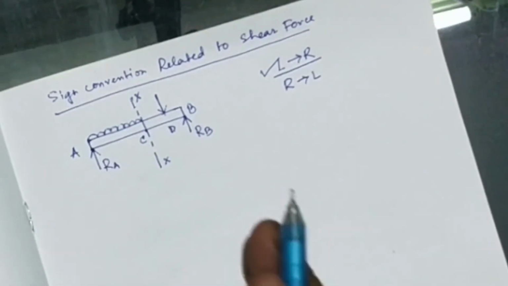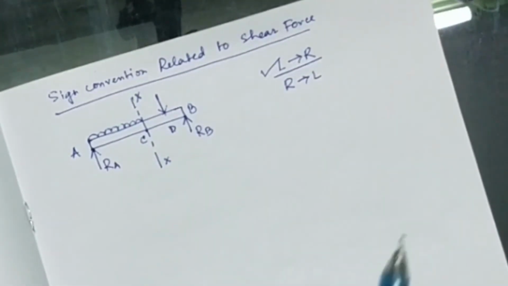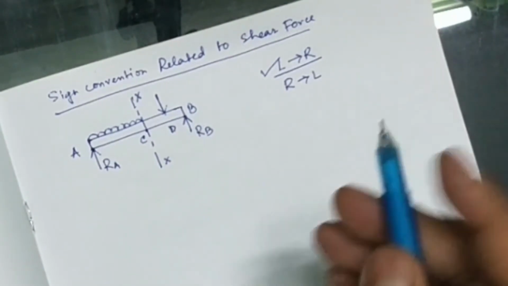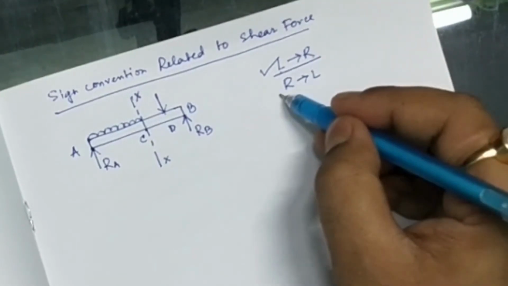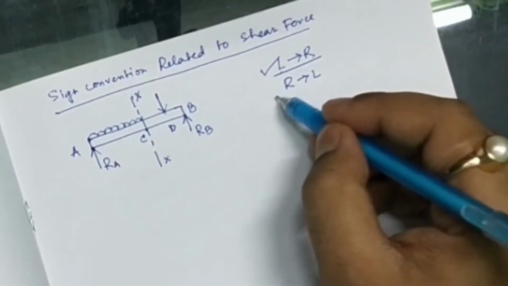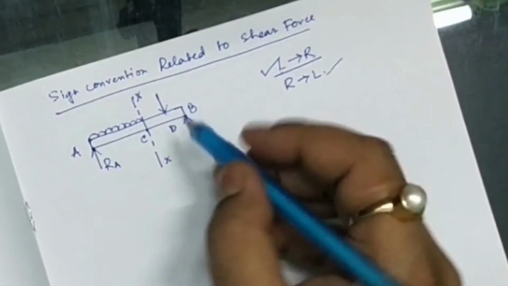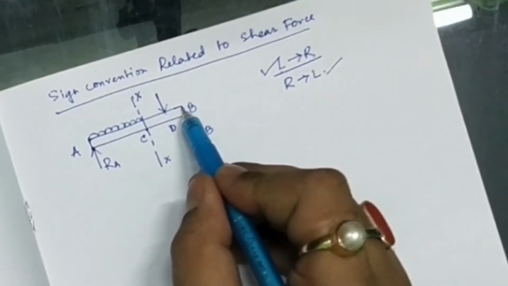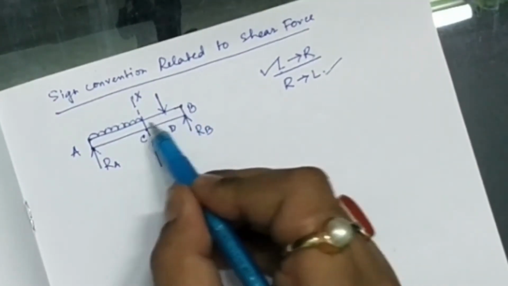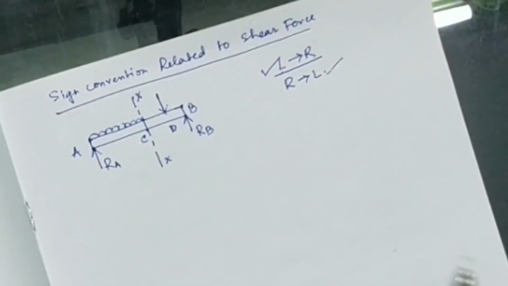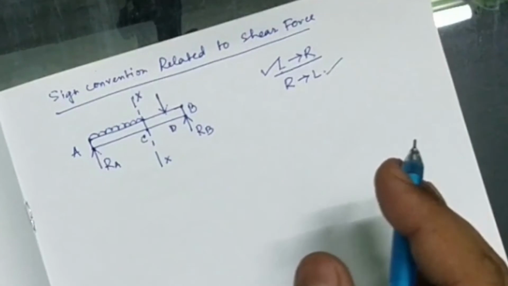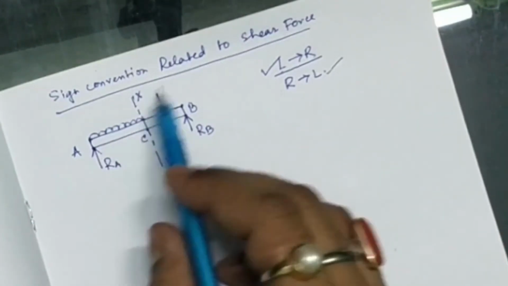We will only consider the loading up to the section, whether we are moving from left to right or from right to left. If you are moving from right to left, in that condition you will be considering all the loads from point B to point C and calculate the shear force, and in case of bending moment you will be calculating the bending moments also. Okay, so we are talking about shear force here.